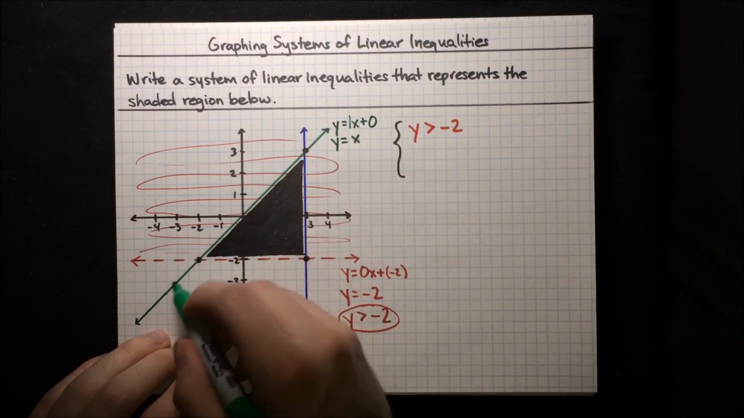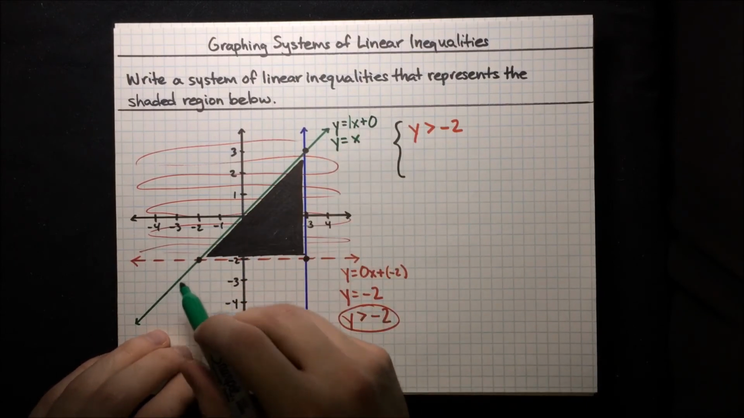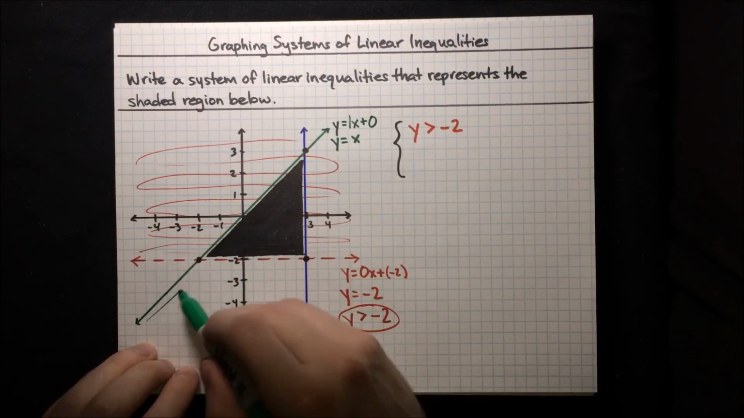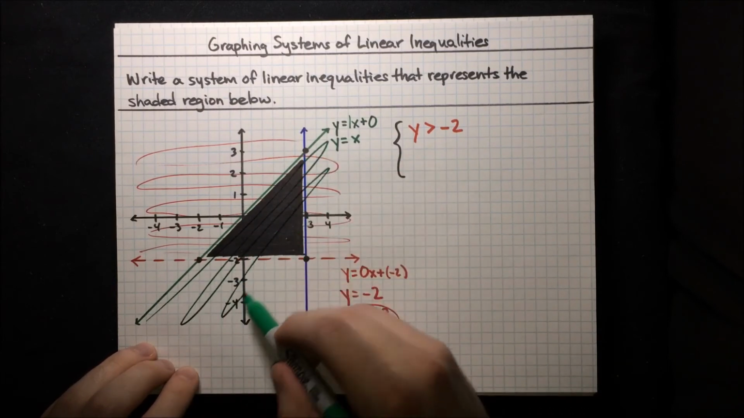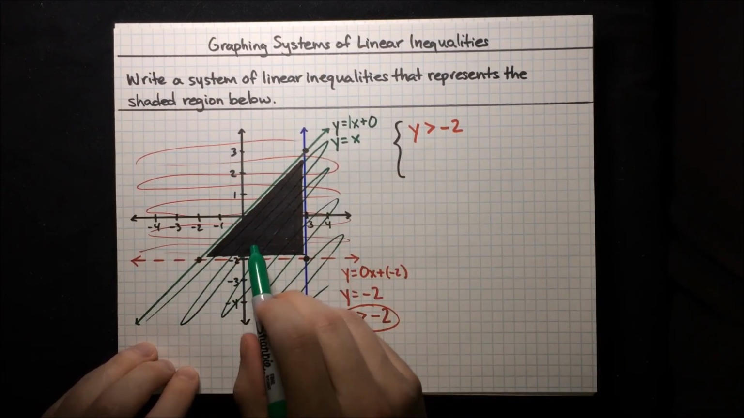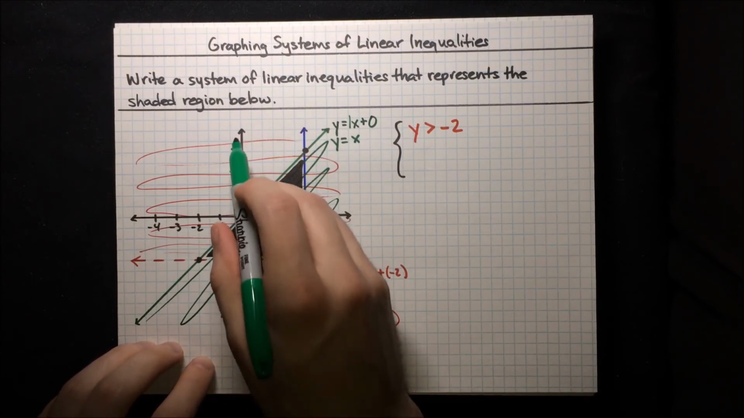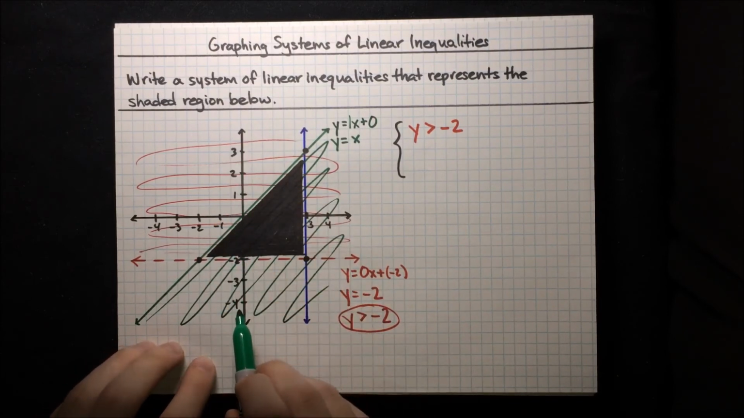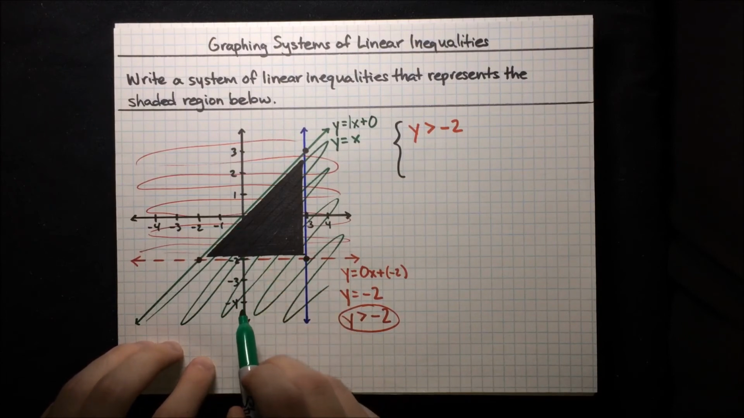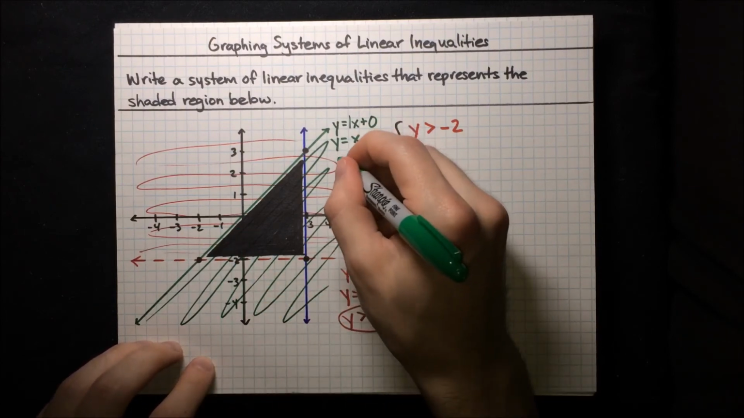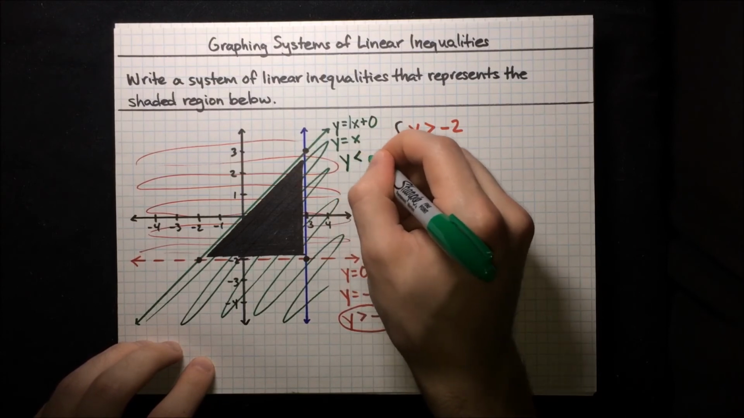Okay, so that's the line, but we really want an inequality here. We want to be shading on this side of the line where the triangle is, the darkened in black triangle. And what do you think? Should this be y is greater than x or y is less than x? Well, we want to shade lower than the line, so we should have y is less than x. So let's write that down. y is less than x.